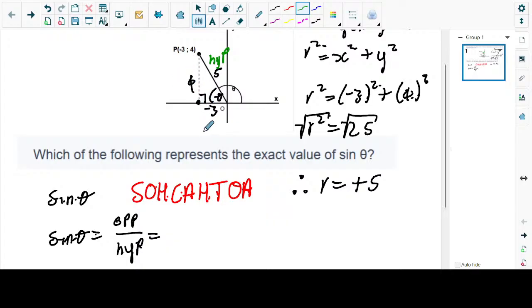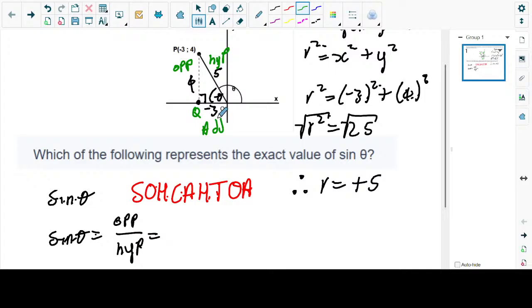So we're going to say it's opposite to theta. So we call it PQ. You can simply say PQ. This one is opposite to theta. And then our x in relation to theta is what? It's adjacent. So this one is adjacent to theta.